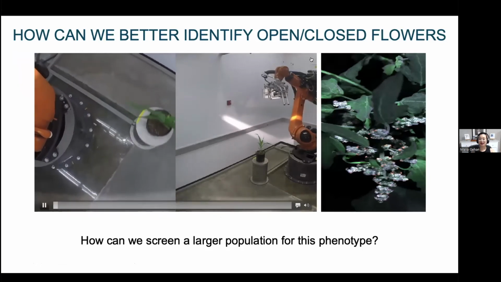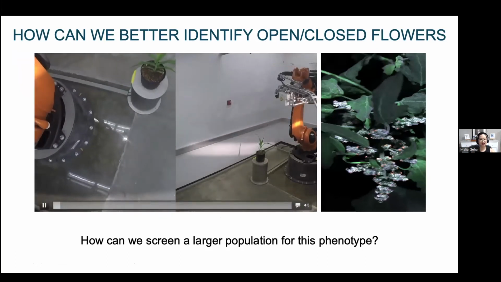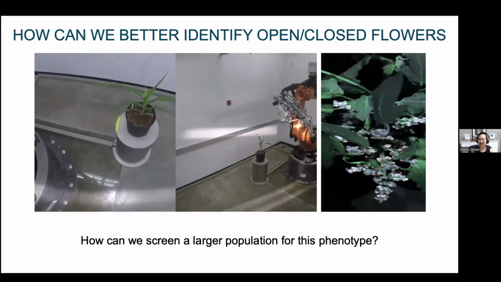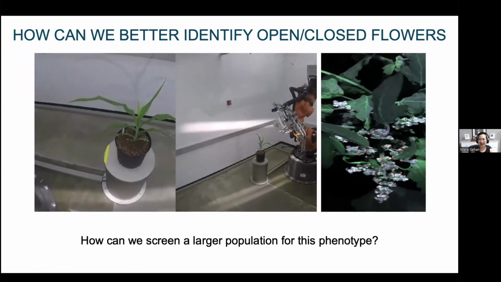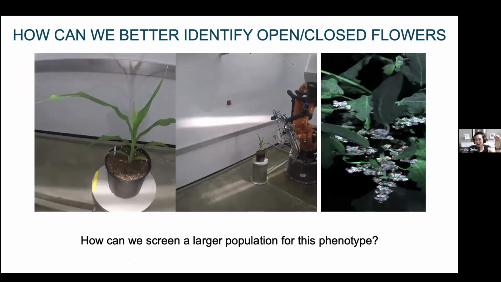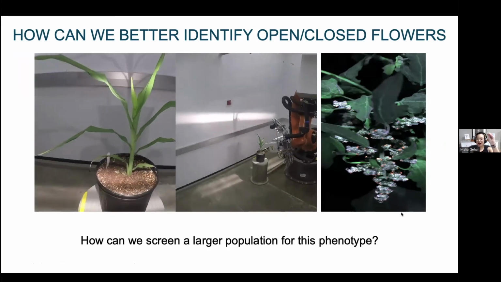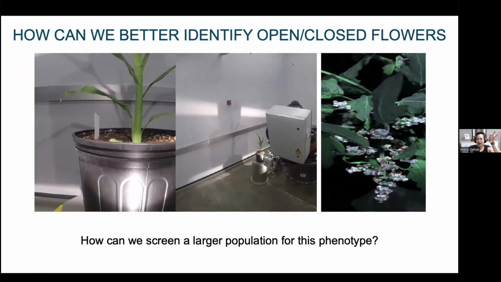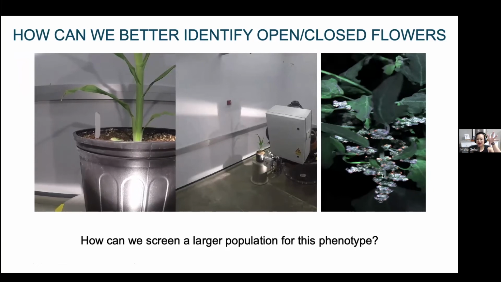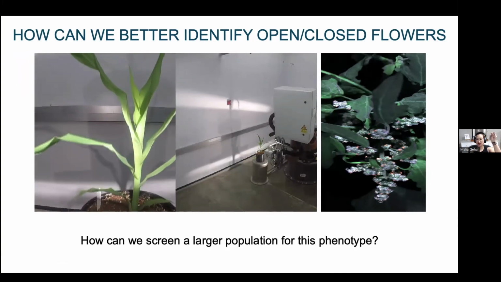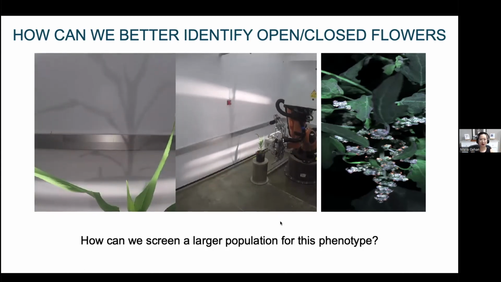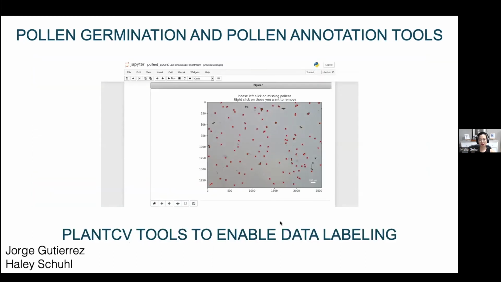So we're trying to use hyperspectral imaging now to screen a larger population for this phenotype, because counting flowers is quite tedious, and counting open versus closed flowers is even more tedious. Our idea is that you can nicely pick out the anthers from hyperspectral images. So can we more easily see spread open anthers in hyperspectral images versus closed ones? That's how we hope to screen a larger population for this.